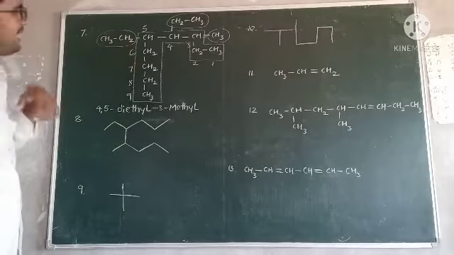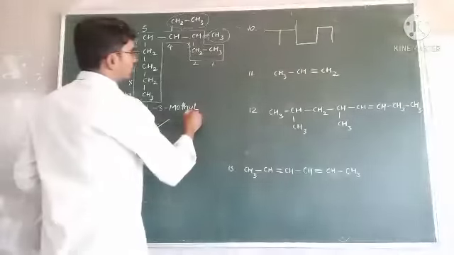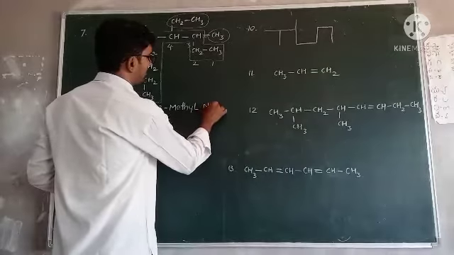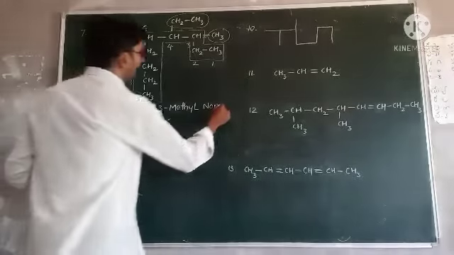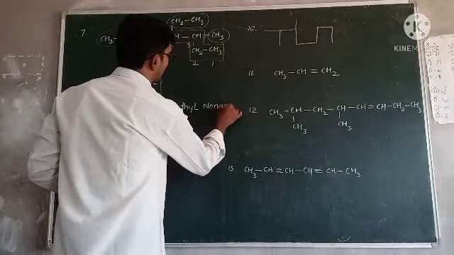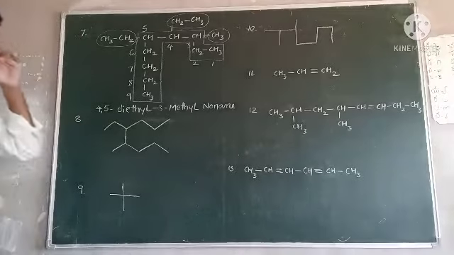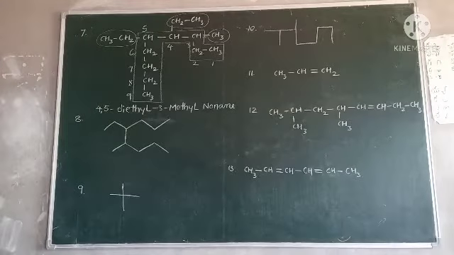Now in the long chain, how many carbons are present? 9 carbons, so non. And what type of bonds? Only single bonds, so ane. So nonane. No functional groups. So this is the name of this organic compound.